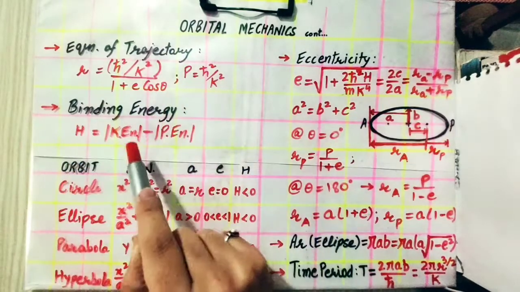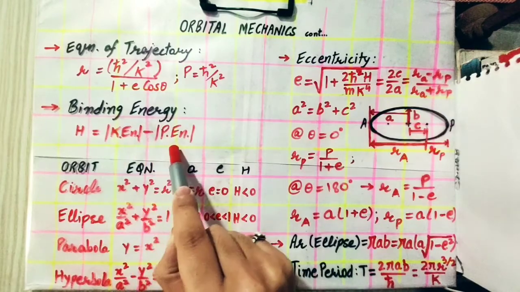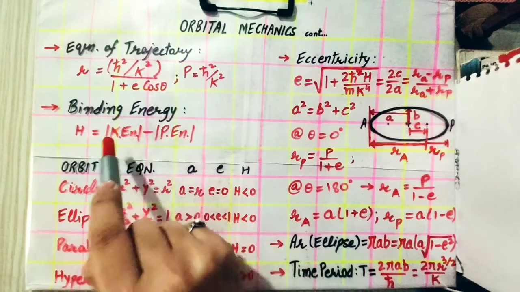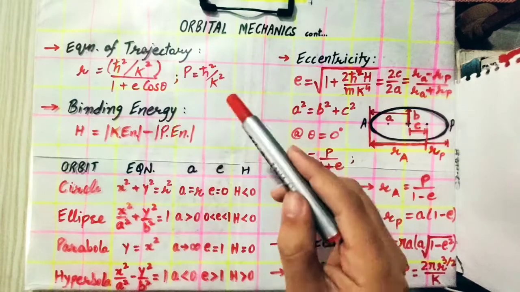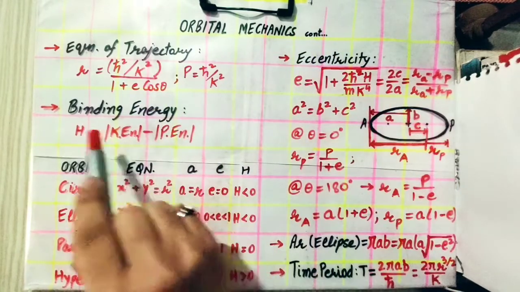And now we have the binding energy, which is represented by H equals magnitude of kinetic energy minus magnitude of potential energy. We know the sum of potential energy and kinetic energy along with their corresponding signs or conventions is given by the total mechanical energy, but the difference between their magnitudes is given by the binding energy.